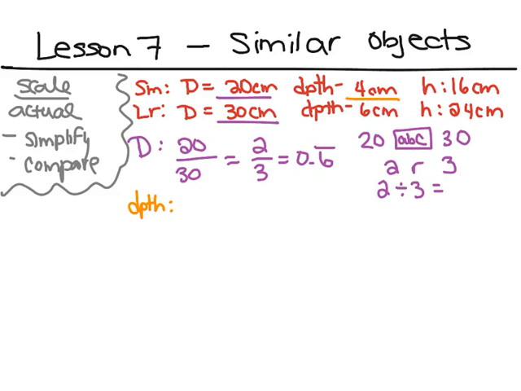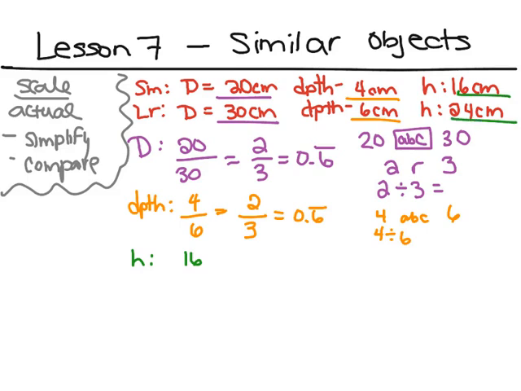Now we're going to do the depth. We have 4 over 6. If you type in 4 ABC 6, you should get 2R3, so 2 over 3. Or if you type in 4 divided by 6, you'll get 0.6 repeating. And for our last, we have the handle, which is 16 over 24. If you type in 16 ABC 24, you get 2 over 3, or you could do 16 divided by 24, which is also 0.6 repeating.